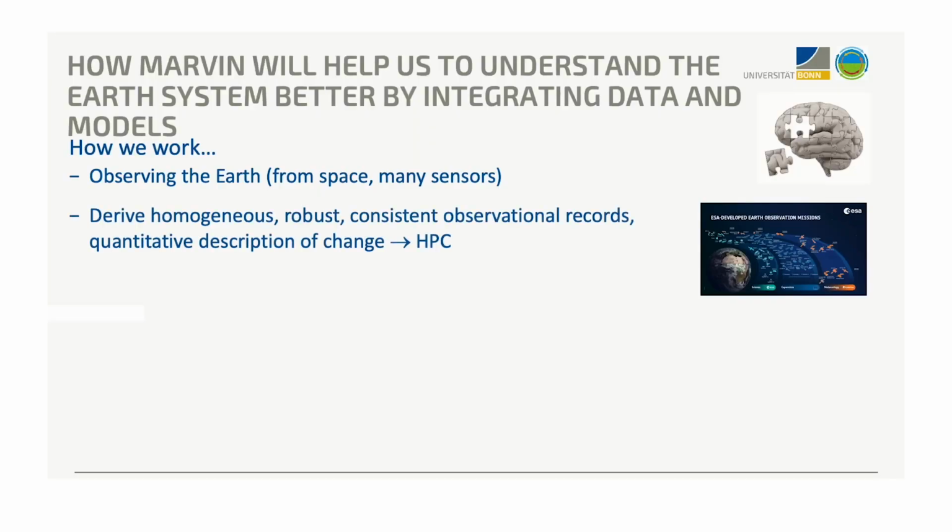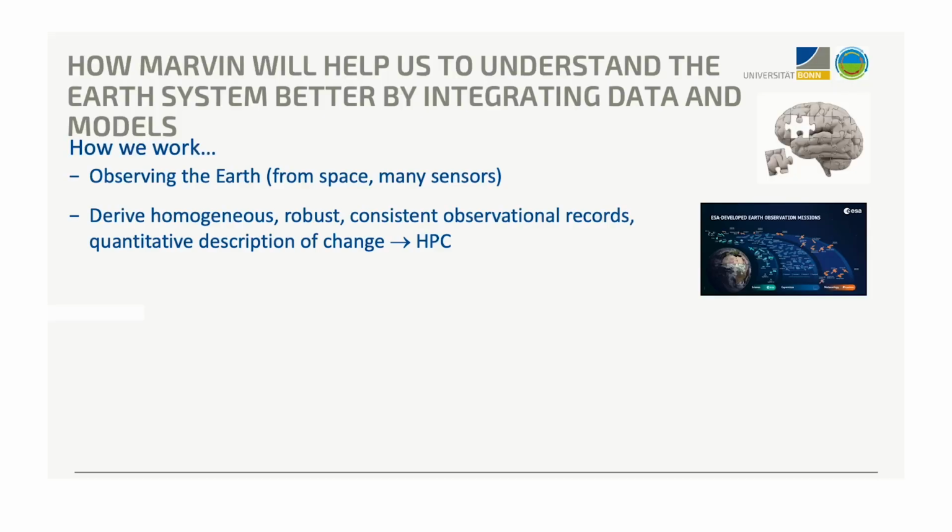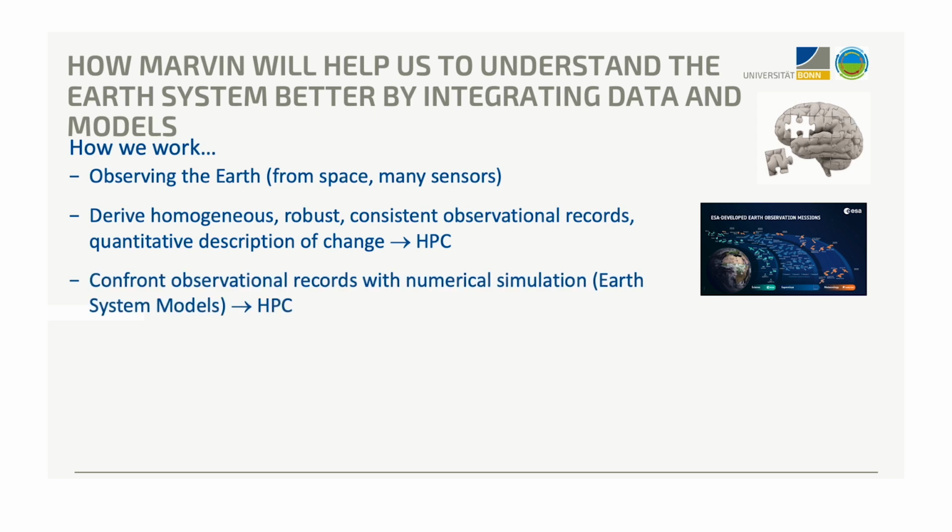And then we derive homogeneous, robust, consistent observational records from these raw observations. And that's already something where we use supercomputers quite often. And that helps us to describe the change in the environment. Then, and here the understanding starts, we confront these observational records actually with numerical simulations. And these are produced by what we call Earth system models.